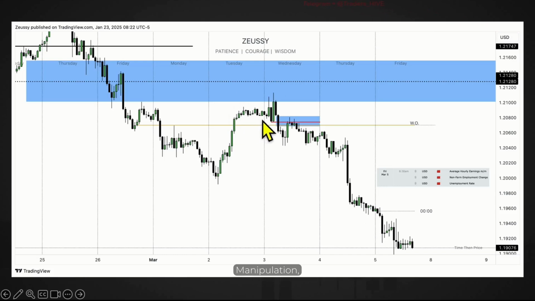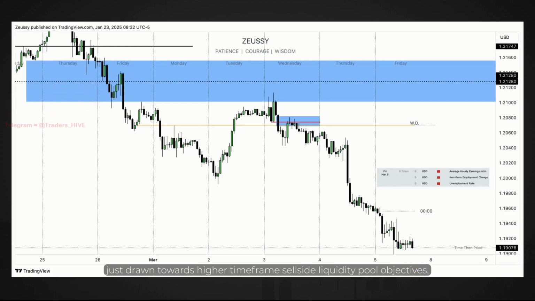Accumulation, manipulation, distribution. On Thursday, the market begins to slowly grind towards the downside before the real expansion lower begins, which continues on Friday, where the market is just drawn towards higher time frame sell side liquidity pool objectives. With that, this third episode of the Swing Trading series comes to an end.